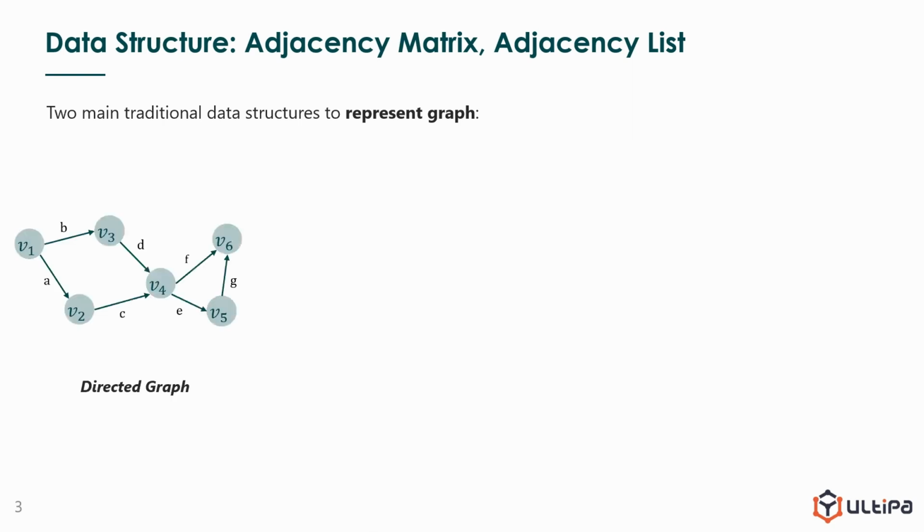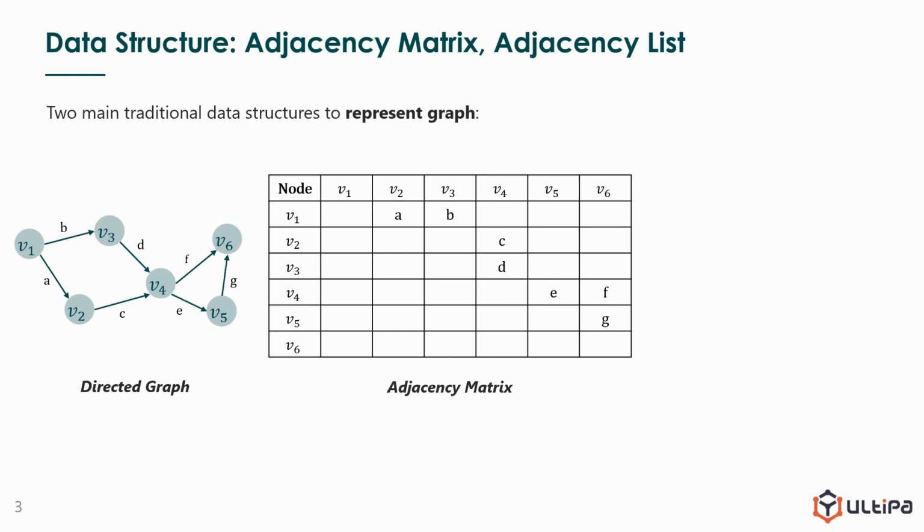Let's use the graph here to illustrate. It has 6 nodes and the edges are directed. Adjacency matrix uses a matrix of 6 by 6. Each element in the matrix is the index of the edge pointing from the node of the row to the node of the column. The element is empty if there is no edge.